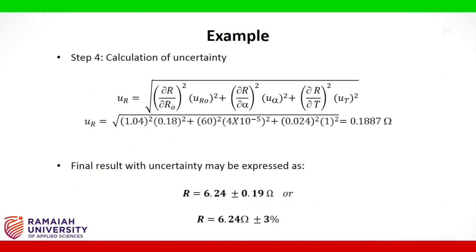In the final step, the uncertainty with respect to R is calculated using the uncertainty formula. Uncertainty value is found to be plus or minus 0.19 ohms. The final result with uncertainty may be expressed as R equal to 6.24 plus or minus 0.19 ohms. When we divide 0.19 by the nominal value 6.24, it gives an uncertainty of plus or minus 3%, which can also be represented as R equal to 6.24 plus or minus 3%.